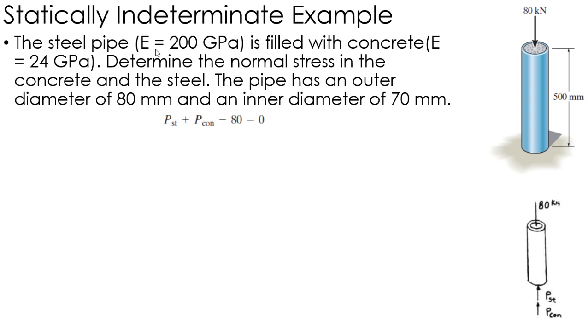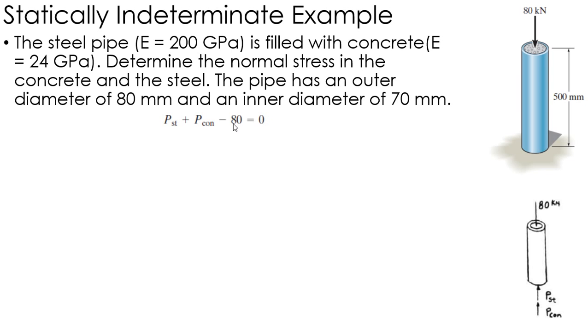So I draw my free body diagram here. I've got 80 kilonewtons acting down on it, and then I've got basically two forces acting up on it. I've got one force through the steel as well as one force through the concrete. So essentially, there's a total of 80 kilonewtons held by the steel and the concrete. So I have the force through the steel plus the force in the concrete equals 80. That's my statics equation.